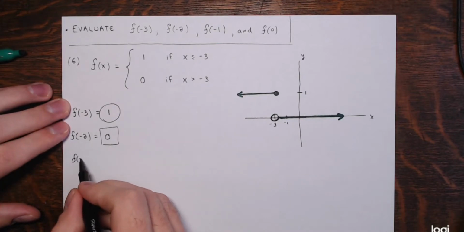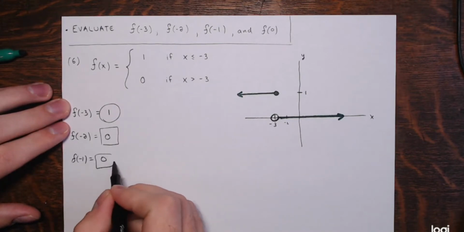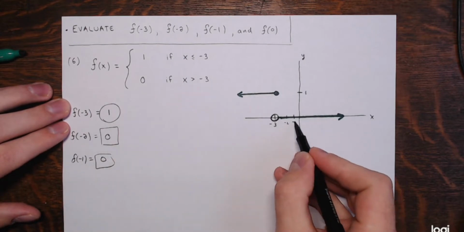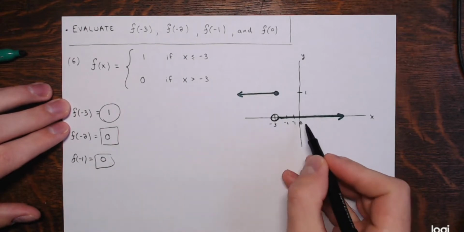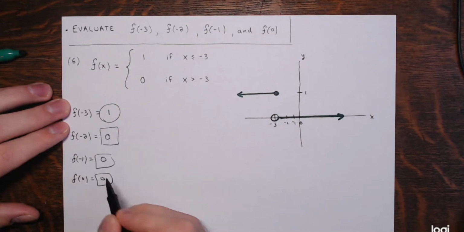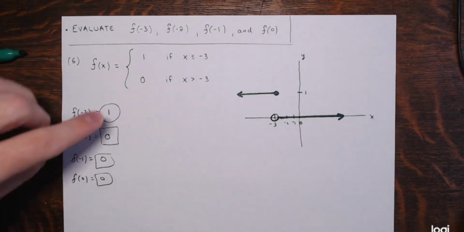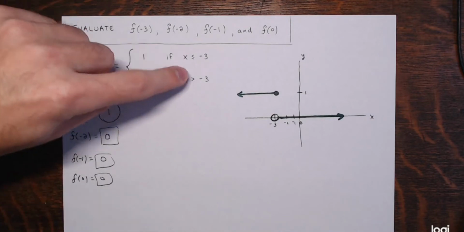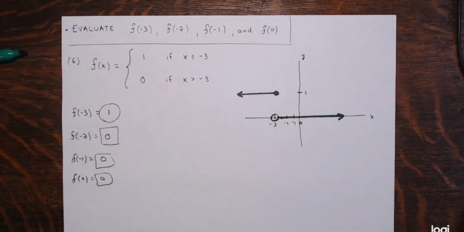Same thing for the other two. F of negative 1 would be 0, because negative 1 is greater than negative 3. And f of 0 would also be 0. You're seeing that on my graph here. F of 0 would be 0 as well. And just pay attention to the input and say which condition it meets, so you know how to find the output. All right, so that one's pretty simple.